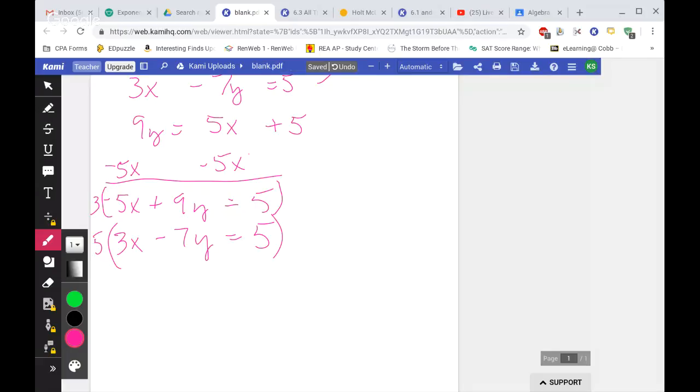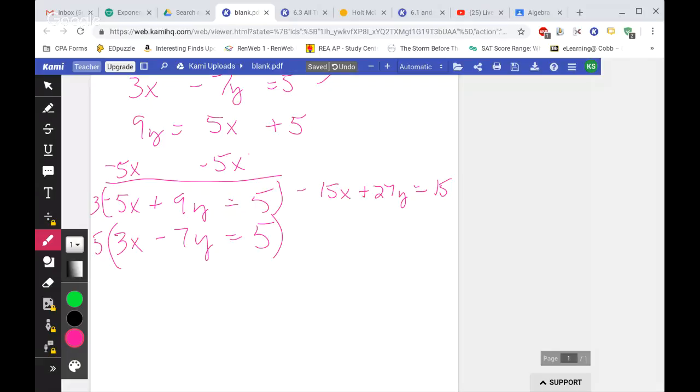So 3, because then if I multiply that top one, I'm going to have a negative 15x in the x term, and I multiply that bottom one by 5, I'm going to have a positive 15x. So then I know I can really eliminate them. So 3 times negative 5x is negative 15x. 3 times 9 is 27y. And 3 times 5 is 15.